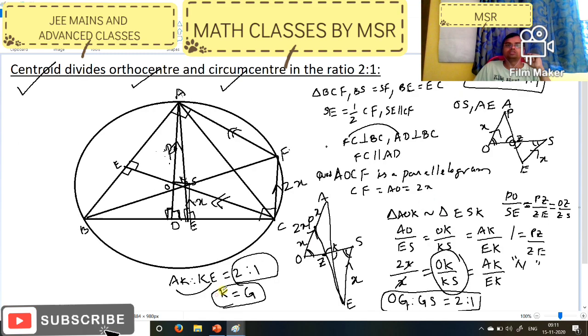Now from here, if I prove one more condition, draw AS, join AS. AS is nothing but circumradius.